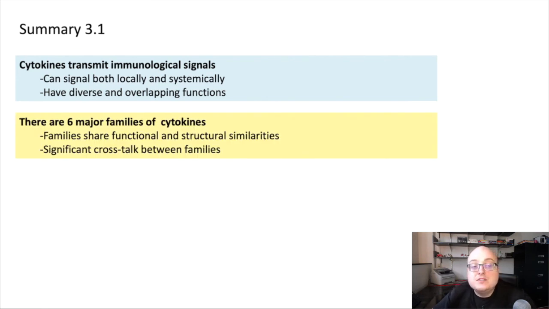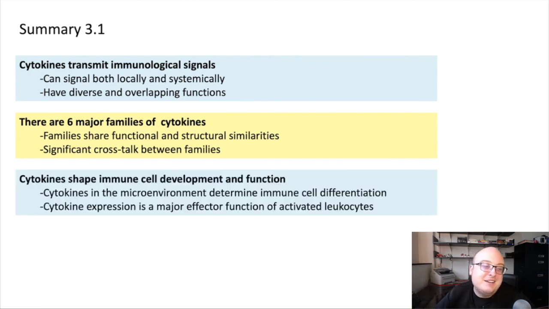We introduced ourselves to 6 major cytokine families, and they share functional and structural similarities, which we'll get into in later lectures. I want to stress, though, that there is significant crosstalk between all of these families. The families are a little bit loose because they all interact with each other and signal between each other. The point of talking about the families is really just to help us categorize and break down cytokines into major classes, which helps us digest how many of them there are.